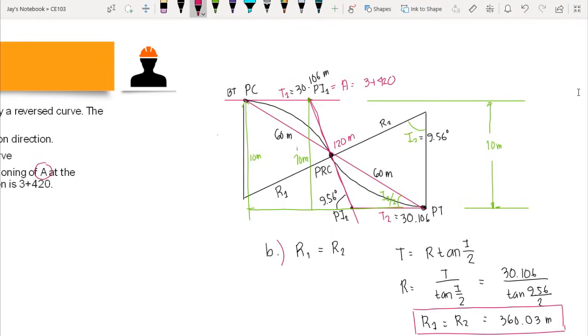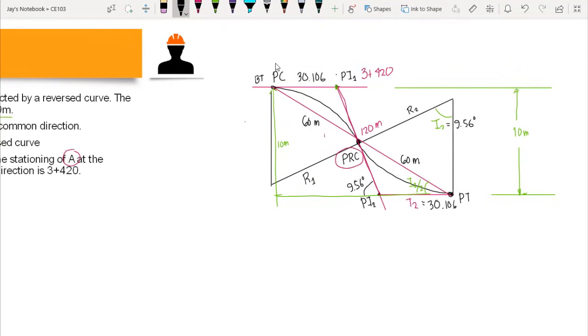So we are asked to compute the station of PRC. But before we can compute the station at PRC, we need to know first what the station of PC is, because we need to start our station from PC. Okay? So from PI1, or from point A, we have the station of 3 plus 420, and we have already computed the tangent distance, which is 30.106. So to compute the station at PC, we just need to subtract the tangent length.